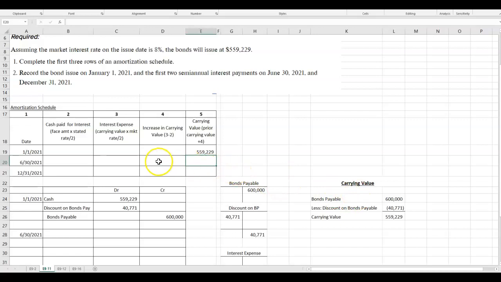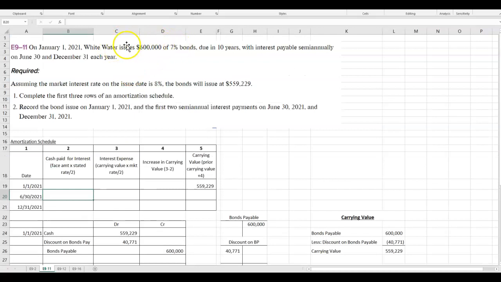All right, so we have this carrying value. How much cash are we going to pay for interest? Well, we said back here on the face of the bond, it says we're paying 7% interest. So we have to pay 7% interest. But we pay it semi-annually. So it's half of 7%. Or the face amount, 600,000, times the stated rate divided by 2. So we can actually do it that way.